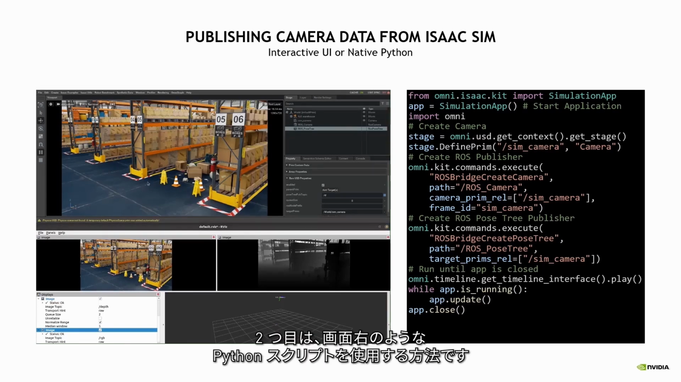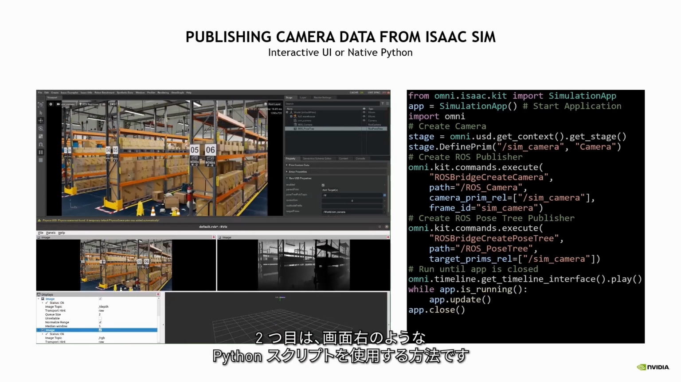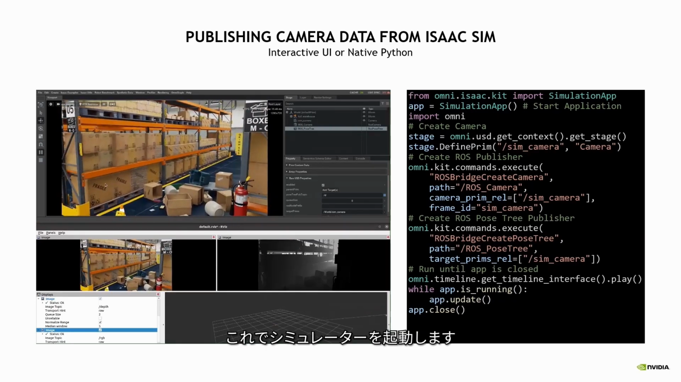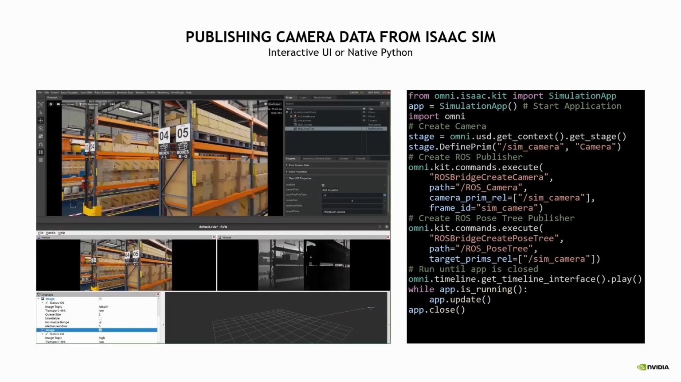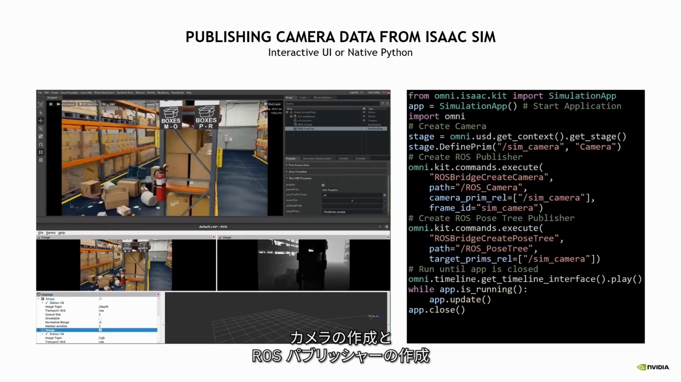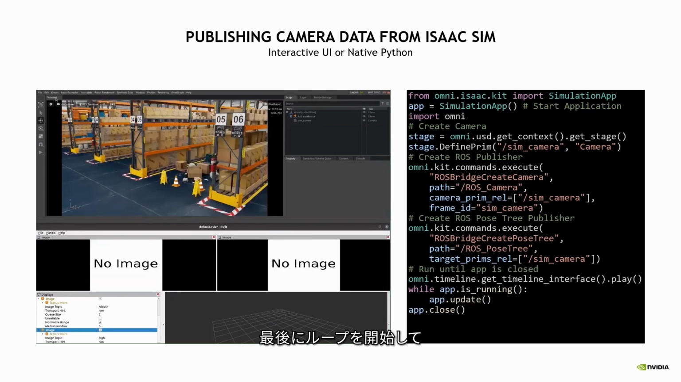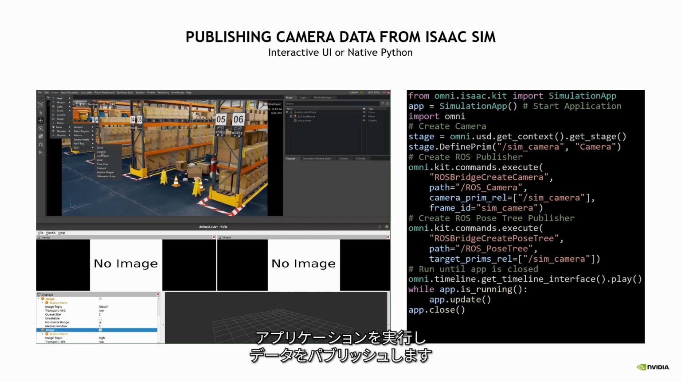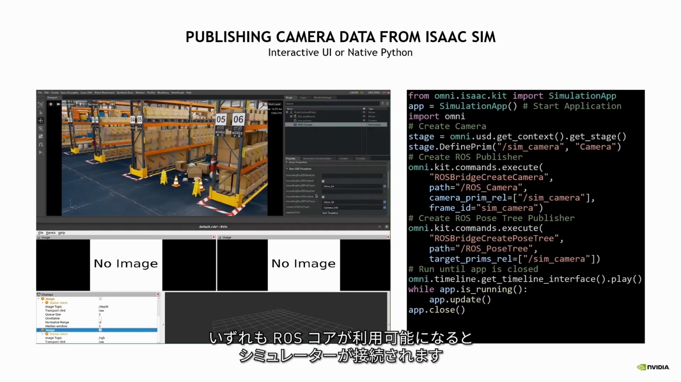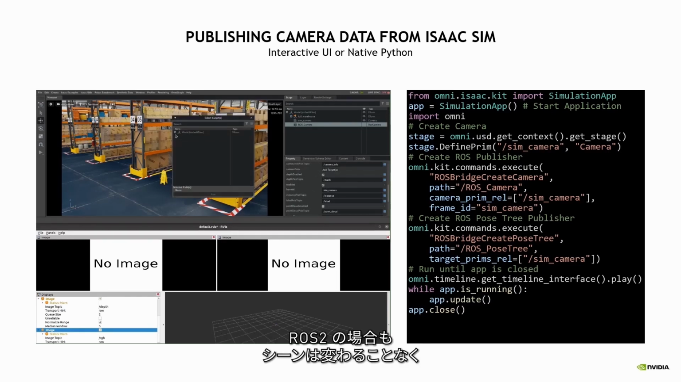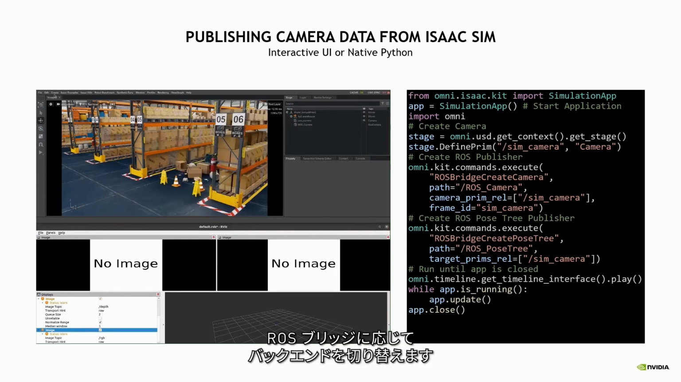Now on the right side, we have a native Python script that shows how you can launch the simulator, create the camera in the scene, create the ROS camera publisher, create the ROS pose publisher, and then finally start the loop to run the application and publish the data. In both of these cases, the simulator connects to ROS core as soon as it becomes available. And in the case of ROS2, everything remains the same in the scene, but you just switch the backend in terms of which ROS bridge you're using.